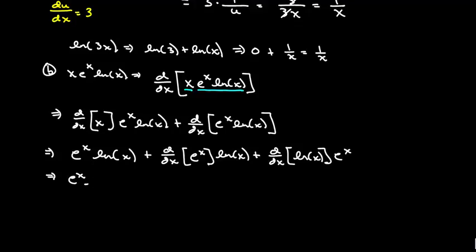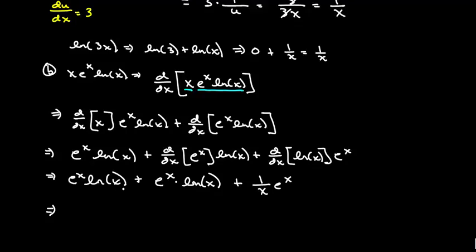So this is still e to the x natural log of x plus. Now d dx of e to the x we know is e to the x. So clearly this just stays the same. Plus, now d dx of the natural log of x is 1 over x times e to the x.